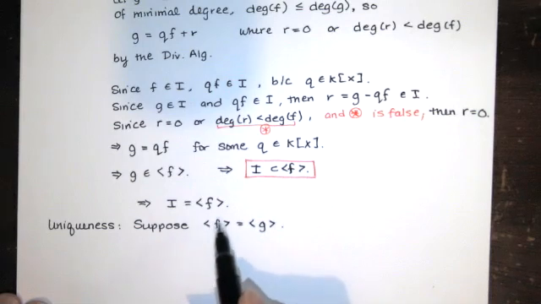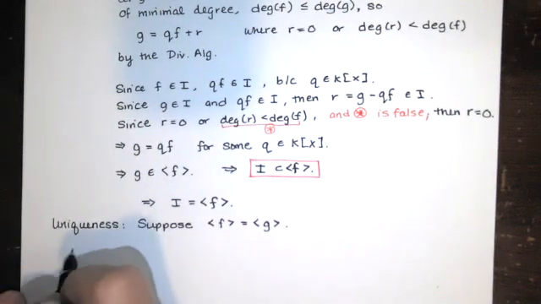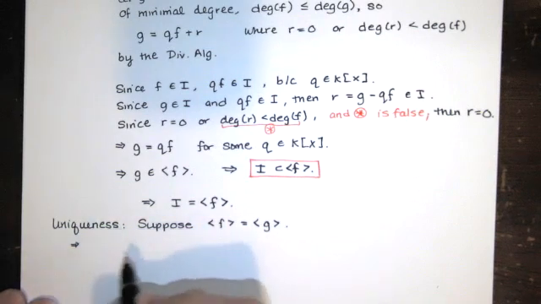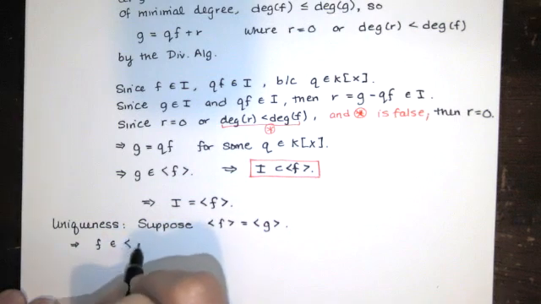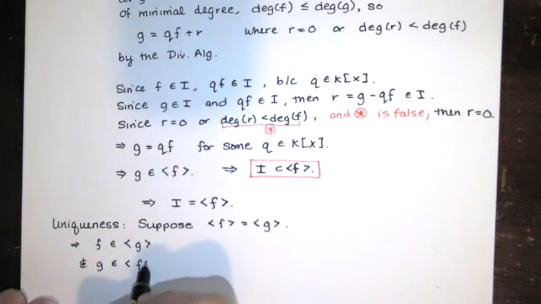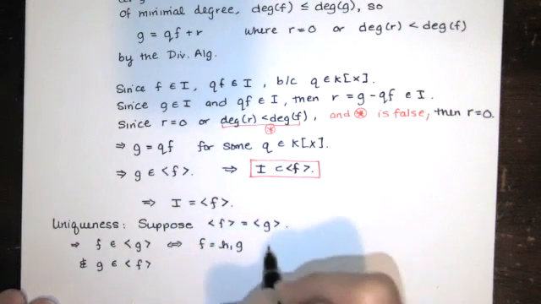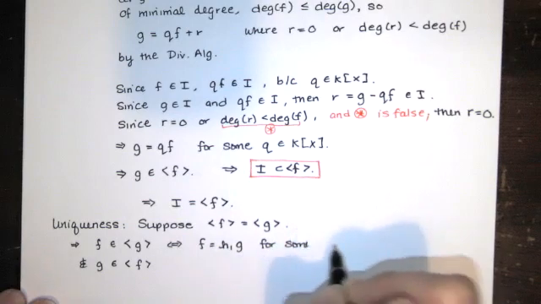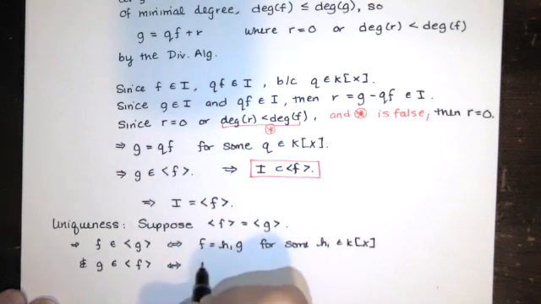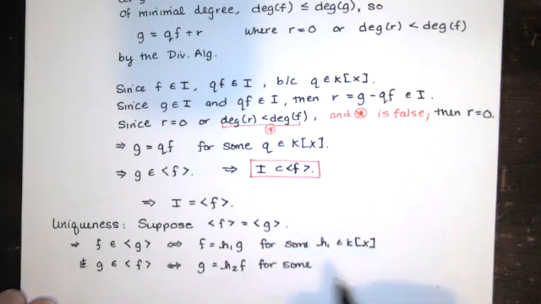Because the ideal generated by f contains f, and the ideal generated by g contains g. And if they're equal to each other, then they both contain both. So that implies that f is in this ideal, and g is in this ideal. And what that means for us is that f is equal to h1 times g for some polynomial in our ring, and g is equal to h2 times f for some polynomial in our ring.